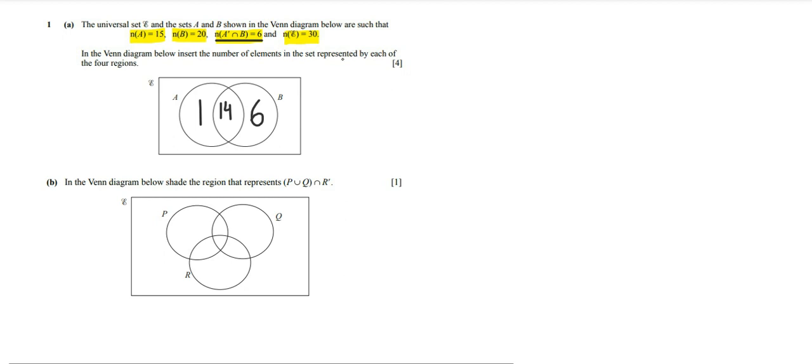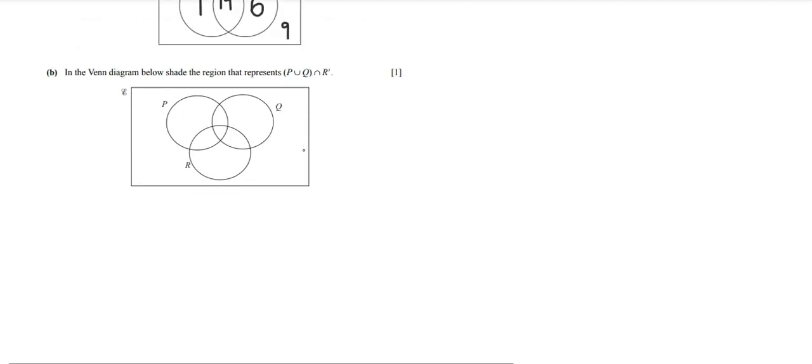And we're not done yet. We've been told that the number of elements in the universal set is 30, right? So let's count up how much we already have now. We've got 1 plus 14 is 15 plus 6, 21 elements. If we've got 21 elements, that means there have to be 30 minus 21, which is 9 elements outside. And now we're done.